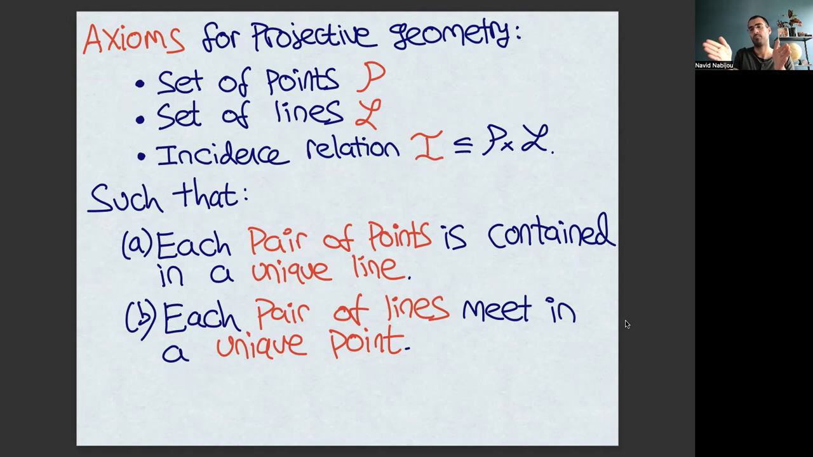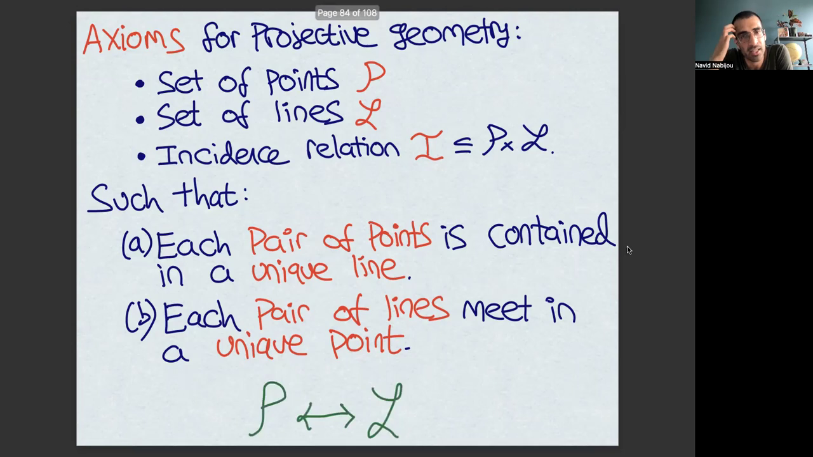So either they're just 2 general lines and they'll just meet somewhere, or if they happen to be parallel, then they'll still meet, but at some point at infinity, okay? But what you notice about these, so axiom A is one of the axioms of Euclidean geometry. Axiom B is specific to projective geometry. But what you notice is that there's some sort of symmetry here, right? So pair of points meeting in a line, pair of lines meeting in a point.